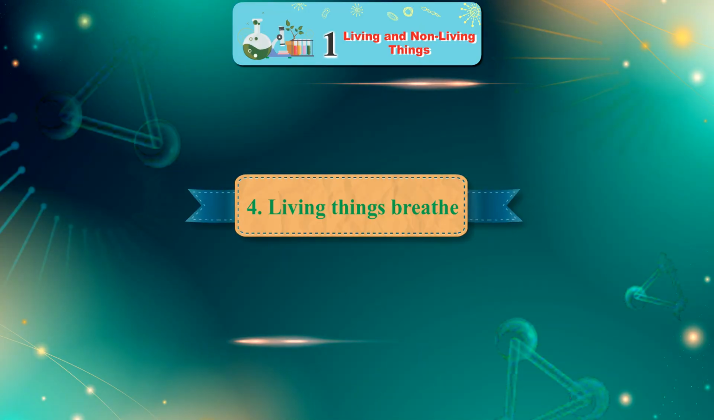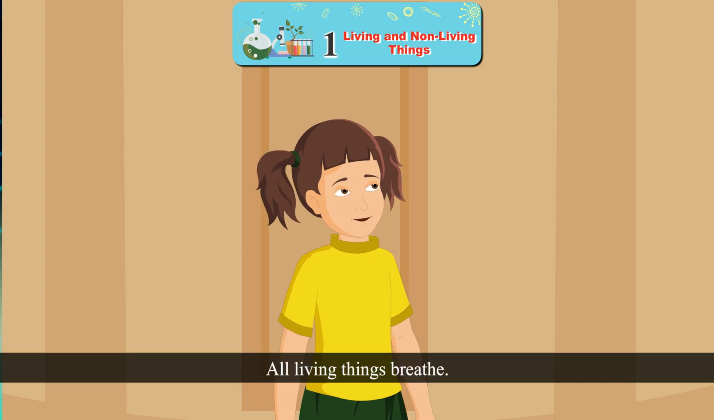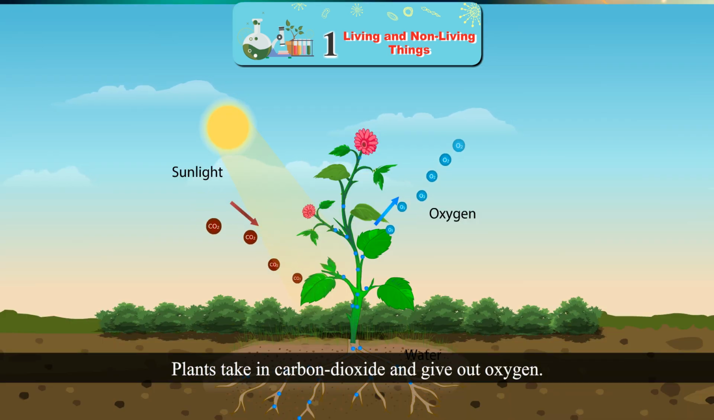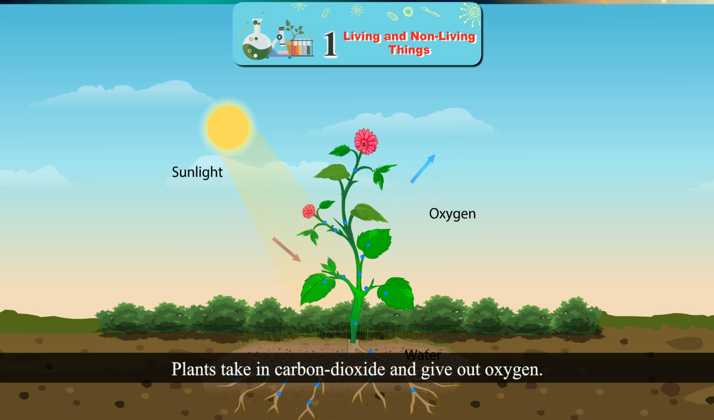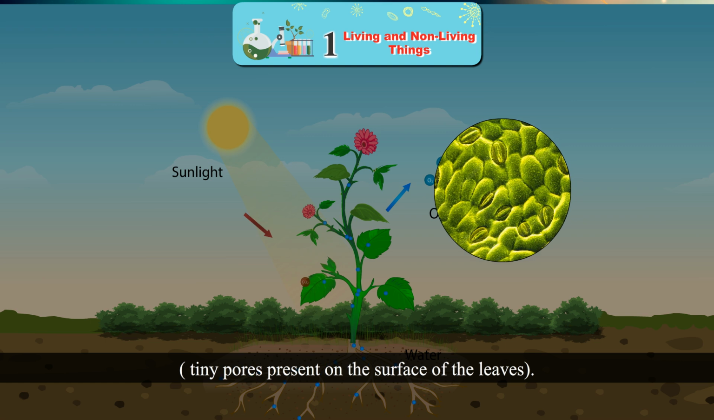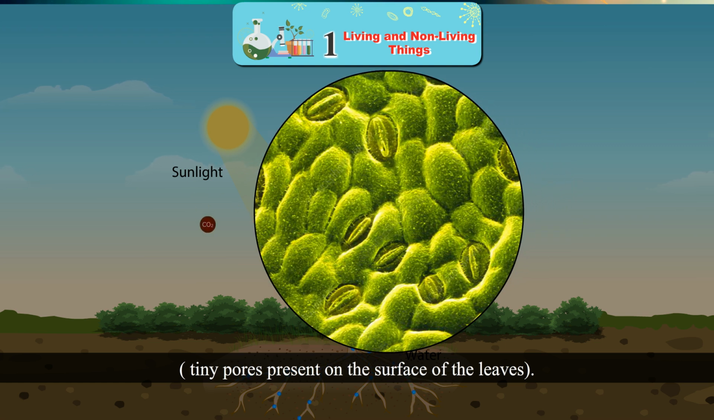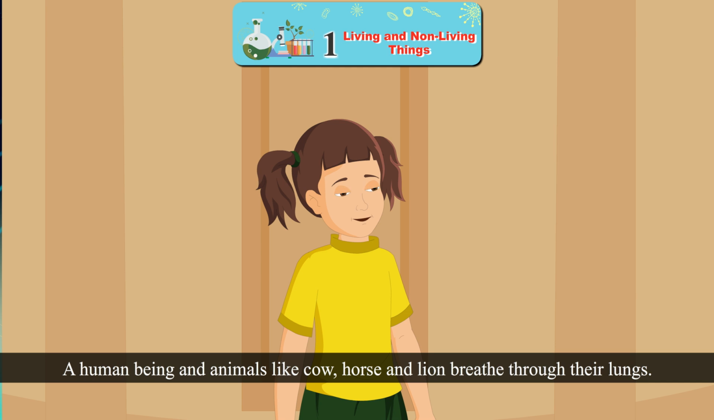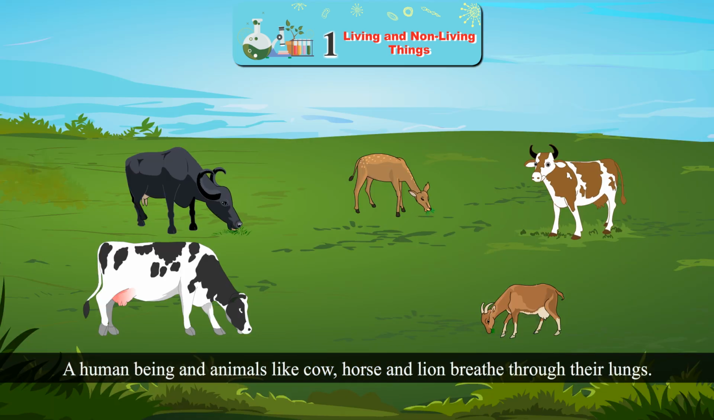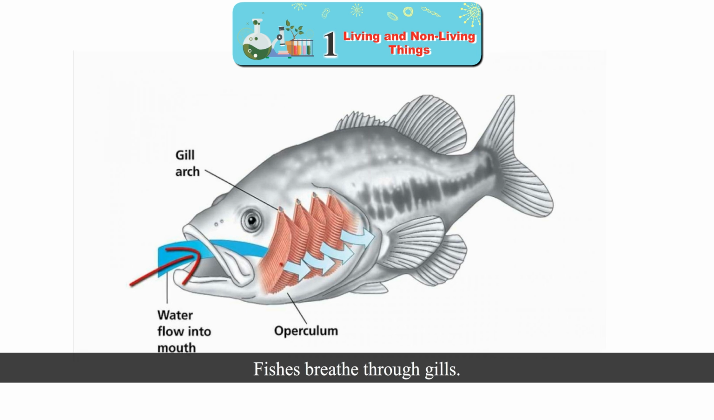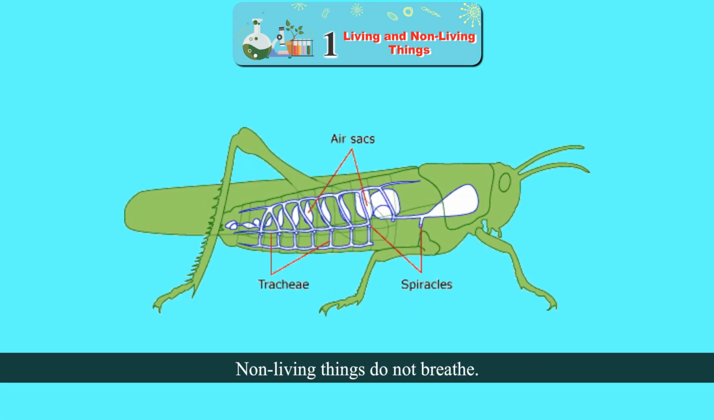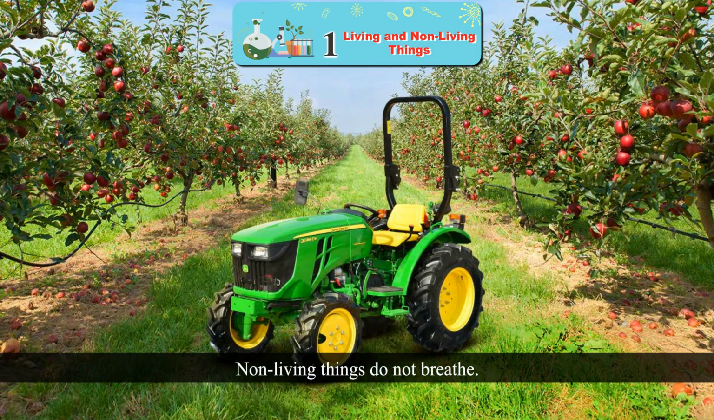Fourth, living things breathe. All living things breathe. Animals take in oxygen and give out carbon dioxide. Plants take in carbon dioxide and give out oxygen. They breathe through stomata, tiny pores present on the surface of the leaves. We breathe out air rich in carbon dioxide. A human being and animals like cow, horse, and lion breathe through their lungs. Fish breathe through gills. Insects breathe through air holes called spiracles. Non-living things do not breathe.